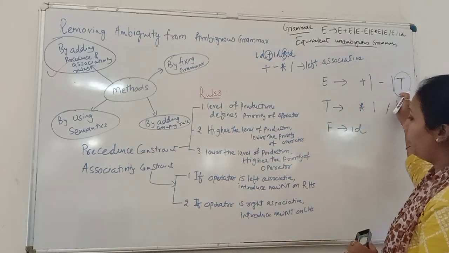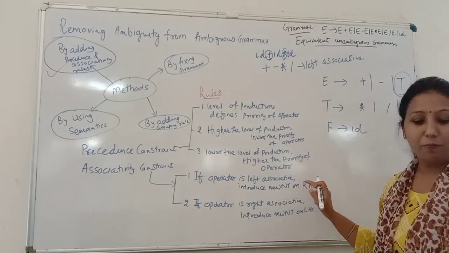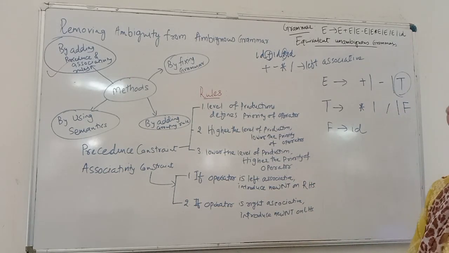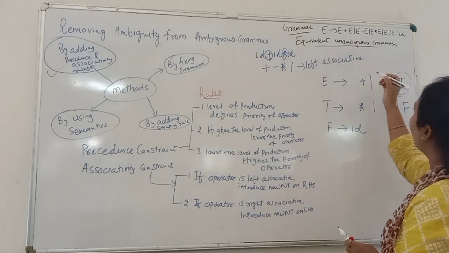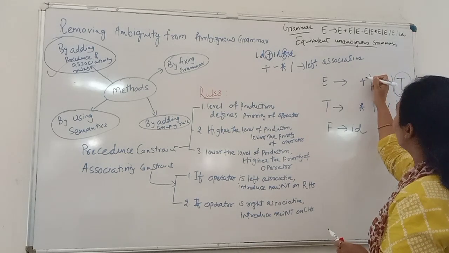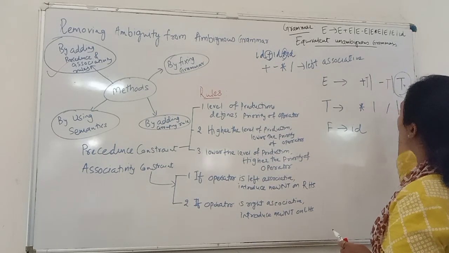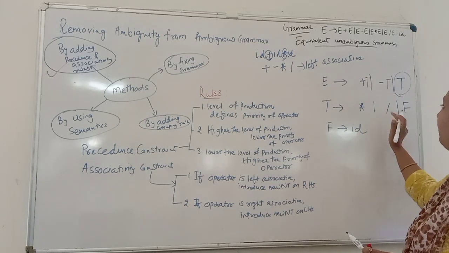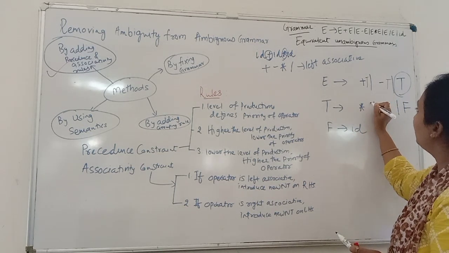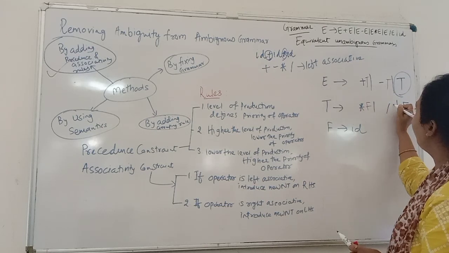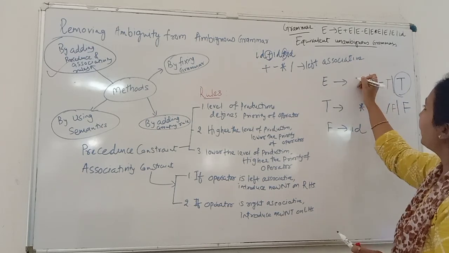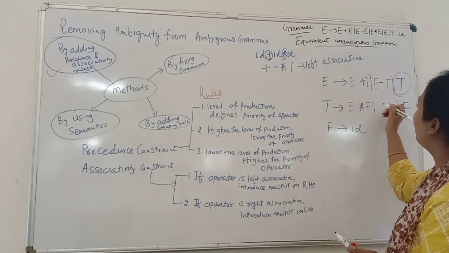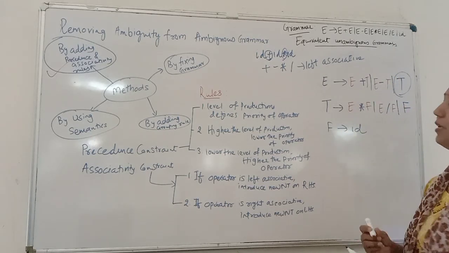So according to the rule, if the operator is left associative, we have to introduce a new non-terminal on the right hand side. So T we have to introduce on the right hand side. So let's write T. In the same way, star and divide are left associative, so we have to introduce it on the right hand side. So F. And on the left hand side, the same non-terminal will remain as it is.